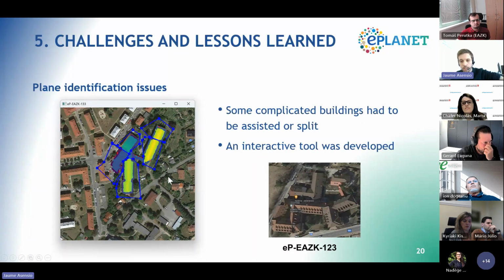To do so, we developed an interactive tool, which is this image here, in which we had the satellite image and the LiDAR scatter on top of it, and then we drew by hand these polygons to split each one into a sub-building, so to speak, and each sub-building was identified on its own. This helped a lot in the identification process, and it's a challenge that we came across and we had to point out.